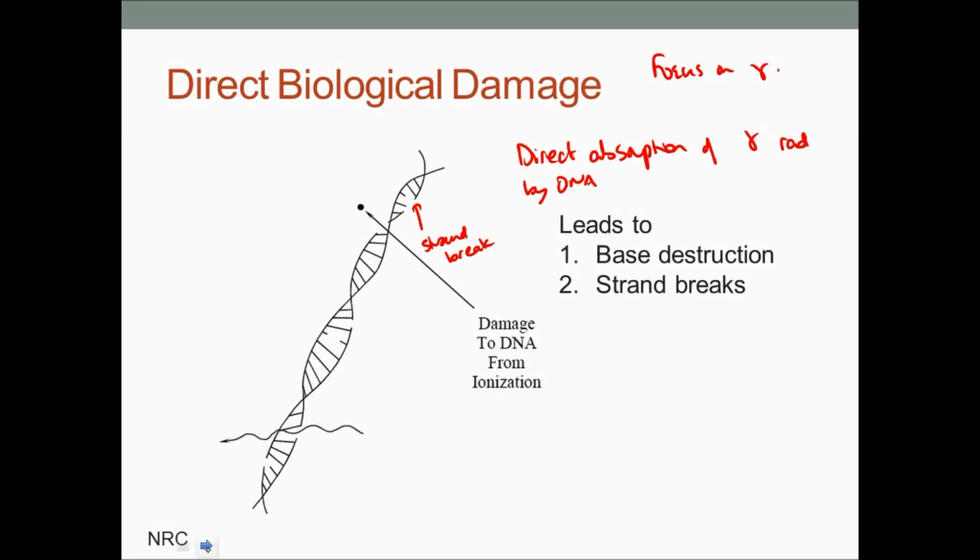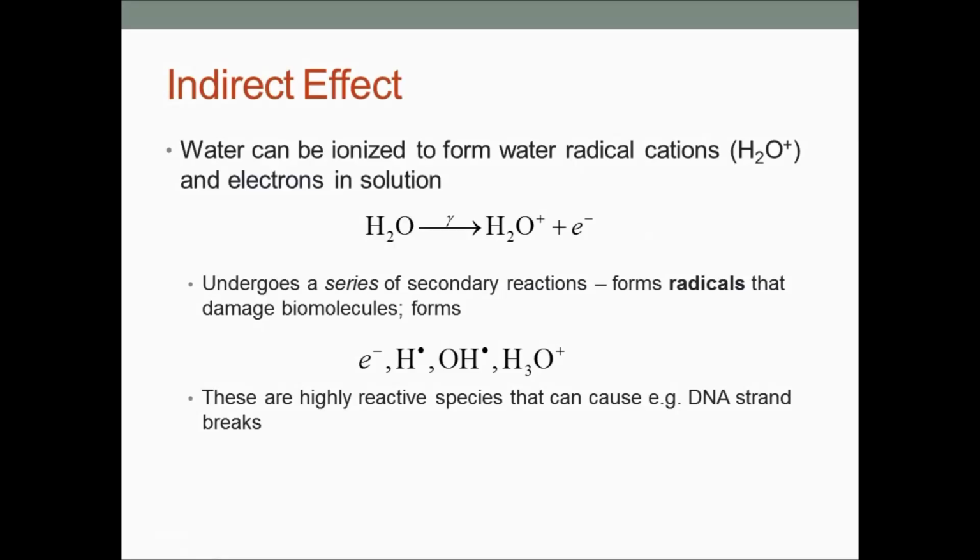The other thing you can have is an indirect effect. DNA, how should I put it? We don't comprise a lot of DNA. Most of what we comprise of is water. So what importantly can happen is that water can be ionized. So instead of DNA absorbing the radiation, we have water absorbing the radiation.